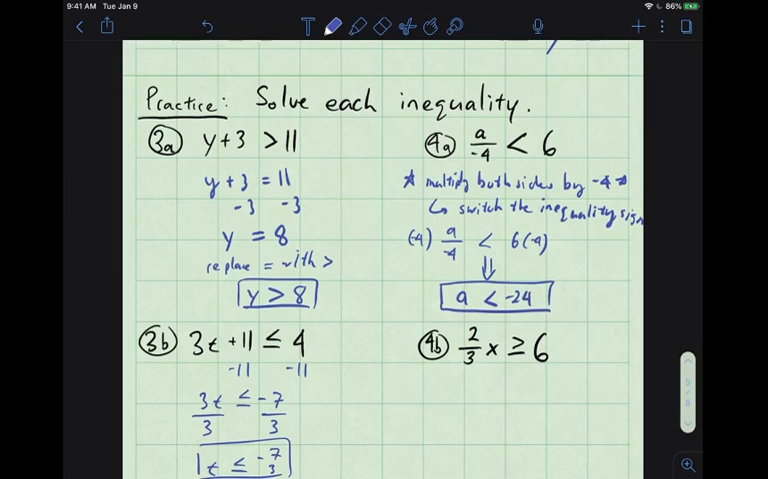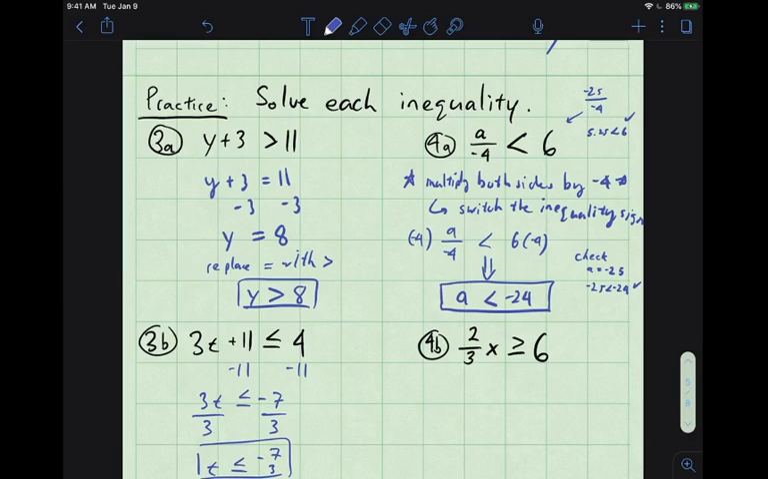And that is our answer here. You can check, let's say, pick a number that's less than -24. Let's say a is equal to -25. So then -25 is less than -24. Check this first one up here. -25 divided by -4 is not yet 6, a little less than 6, 5 point something. 5 and 1/4, 5.25. Is that less than 6? Yes.